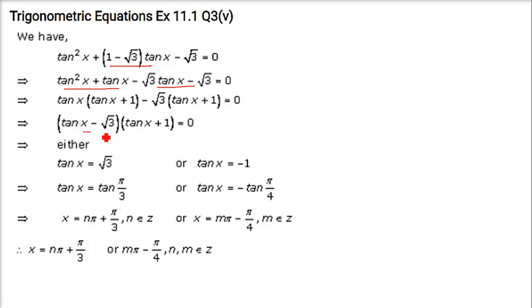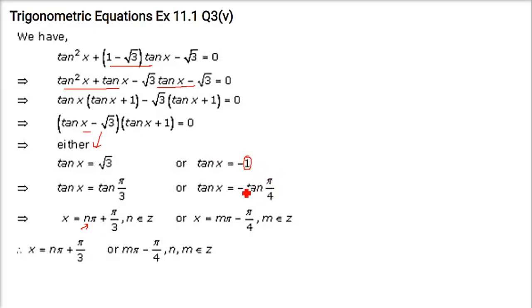So from here you get tan x − √3, that means tan x is equal to √3. √3 is simply tan 60 degrees, so tan 60 degrees you can write as tan π/3. So the solution is x = nπ + π/3, and you can use n here. For the other one, tan x = −1. For this one you can write tan π/4.